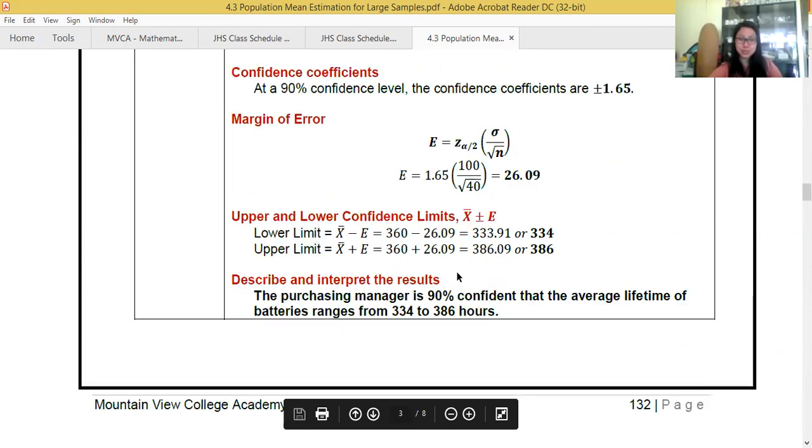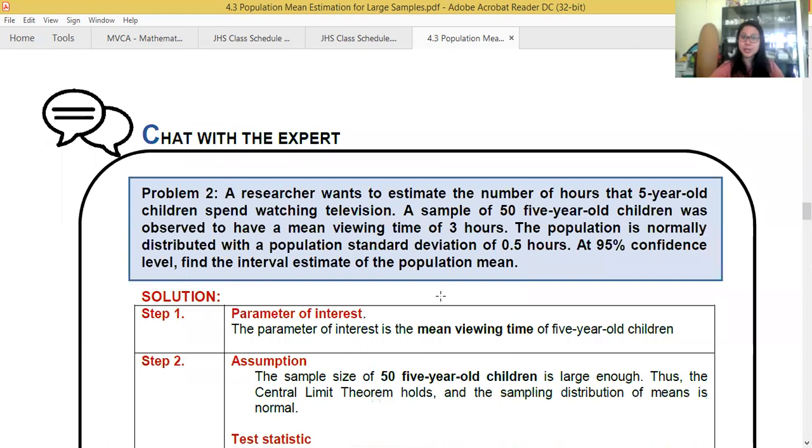Let's go to problem number 2. A researcher wants to estimate the number of hours that 5-year-old children spend watching television. A sample of 50 5-year-old children was observed to have a mean viewing time of 3 hours. The population is normally distributed with a population standard deviation of 0.5 hours. At 95% confidence level, find the interval estimate of the population mean. Now, what is the problem all about? It's about the average TV viewing time of 5-year-old children.